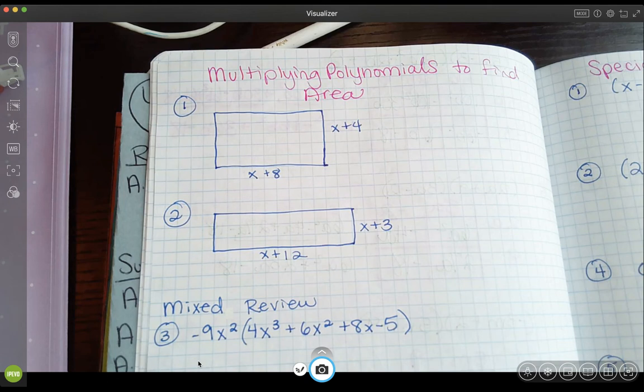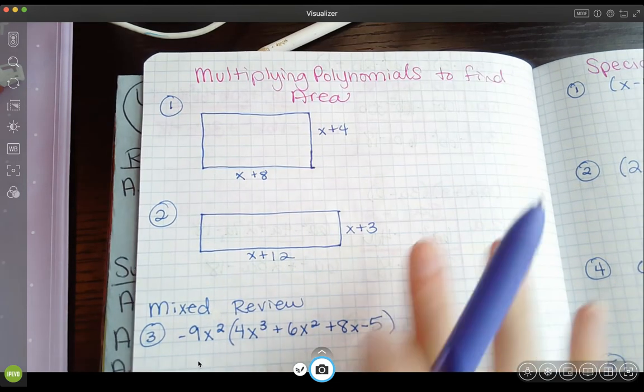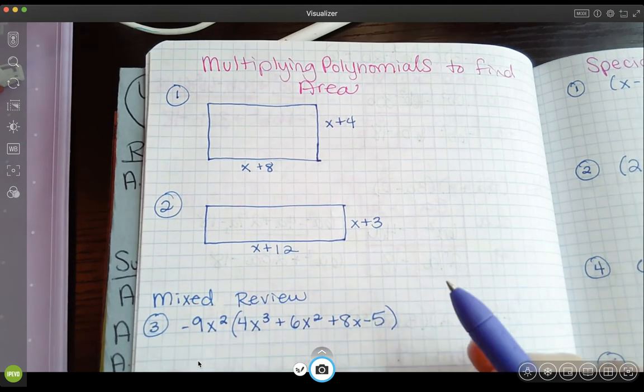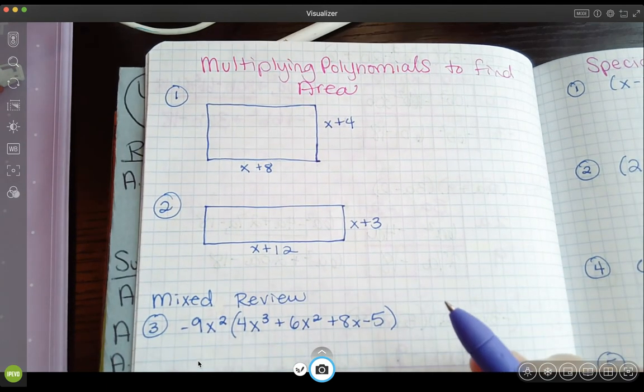We are going to take notes on multiplying polynomials to find area. So here is what I've already written down. You can pause it and then write it down. So the first one is multiplying polynomials to find the area.